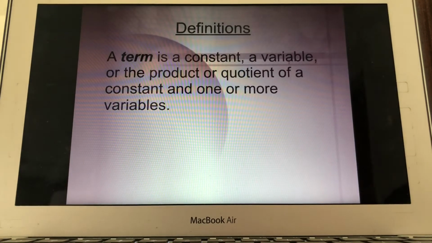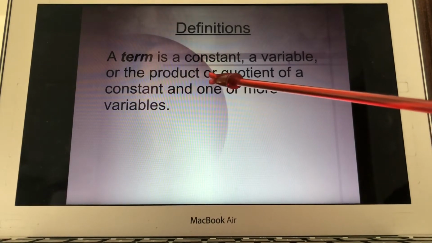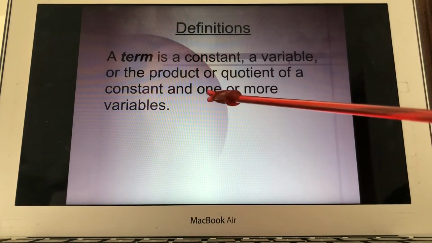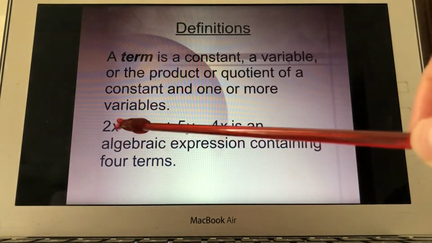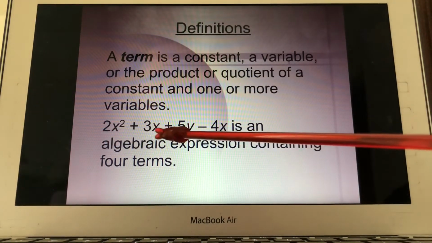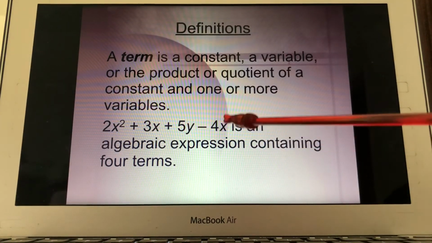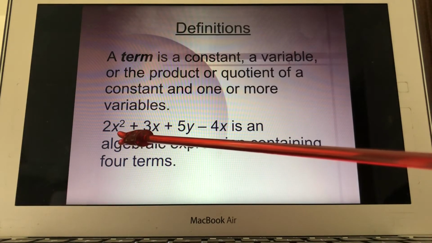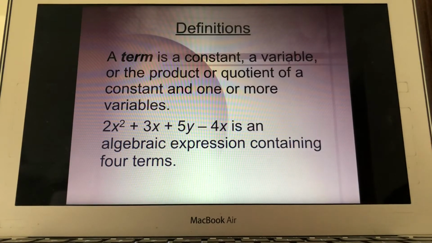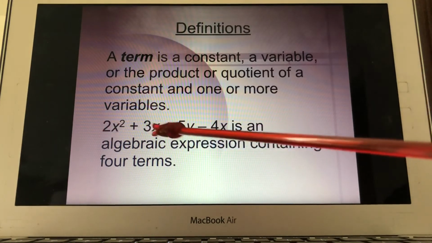Now, a term, as we said before, is a constant or a variable, or the product or quotient of a constant and one or more variables. That's the term. In other words, each of these right here, each of these are products, okay, of a variable with a number, and these each are different terms. And this is an algebraic expression containing 4 terms. We have 1, 2, 3, 4.